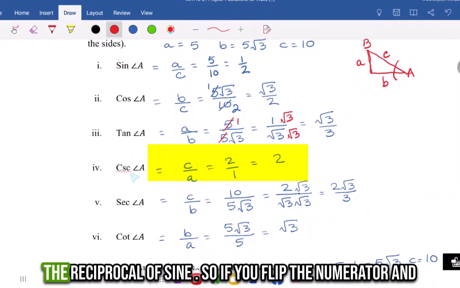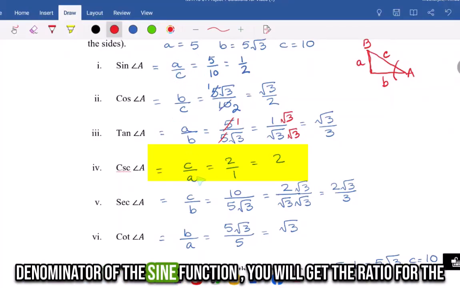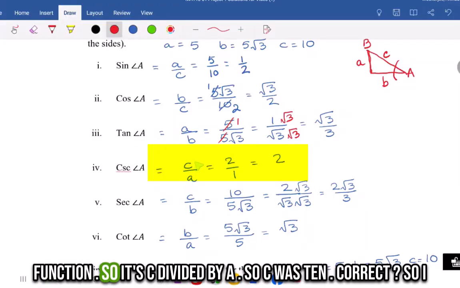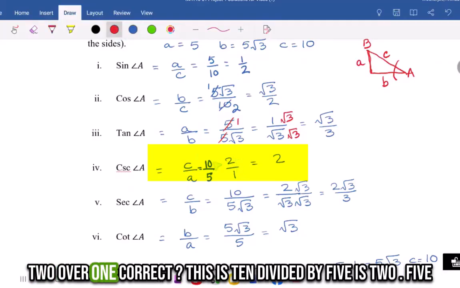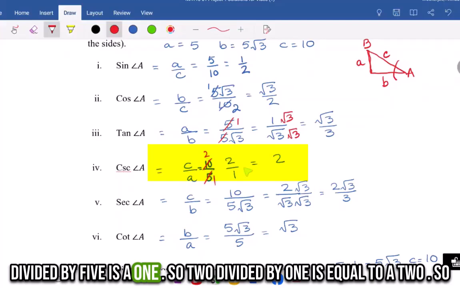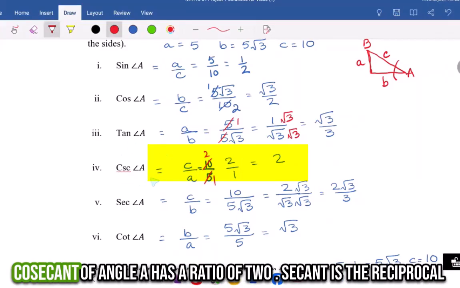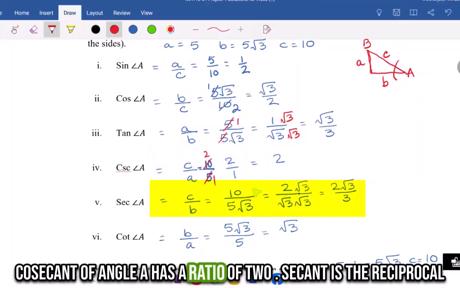Cosecant of angle A, we can apply the reciprocal identity. Cosecant is C over A. It's the reciprocal of sine. So if you flip the numerator and denominator of the sine function, you will get the ratio for the cosecant function. So it's C divided by A. C was 10, correct? So I should write 10 divided by 5. 10 divided by 5 is 2, and 5 divided by 5 is 1. So 2 divided by 1 is equal to 2. So cosecant of angle A has a ratio of 2.